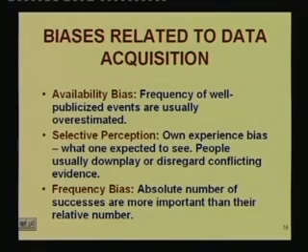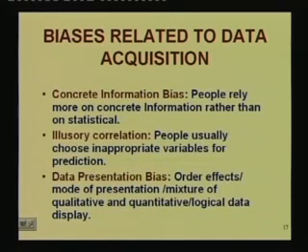Then we have the frequency bias. The absolute number of successes is more important than their relative number. The reason why people still buy lottery tickets is that, even though the probability is exceedingly low, we always see the people who have actually done well, who have got the lottery. So in that sense you can say that there is some similarity between availability bias and the frequency bias.